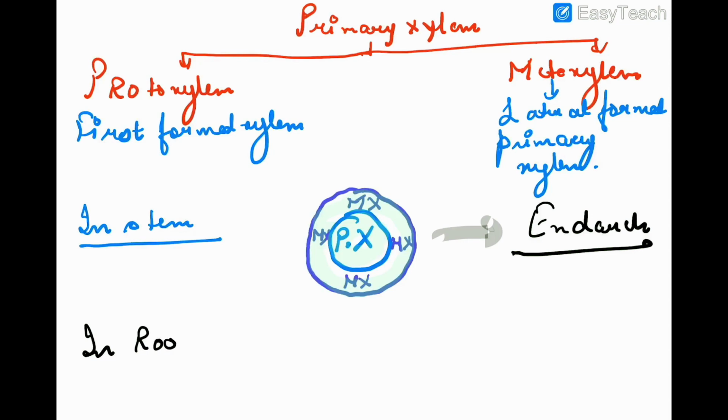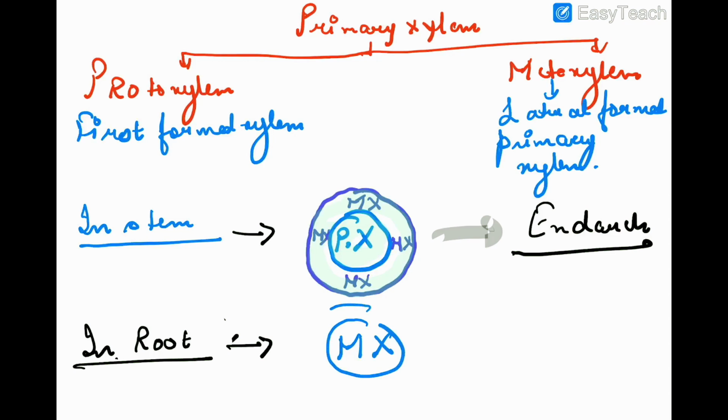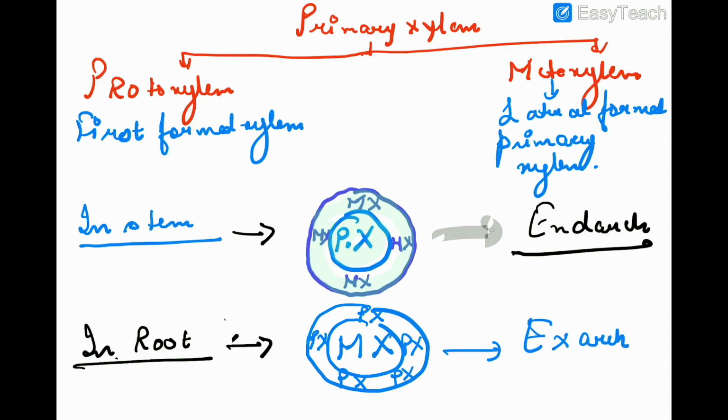Whereas in roots only, the opposite happens. So opposite to the stem happens. In roots, metaxylem lies towards the center, whereas protoxylem lies towards the periphery. Such condition in which metaxylem lies towards the center and protoxylem towards the periphery is known as exarch, and exarch arrangement is seen in roots.